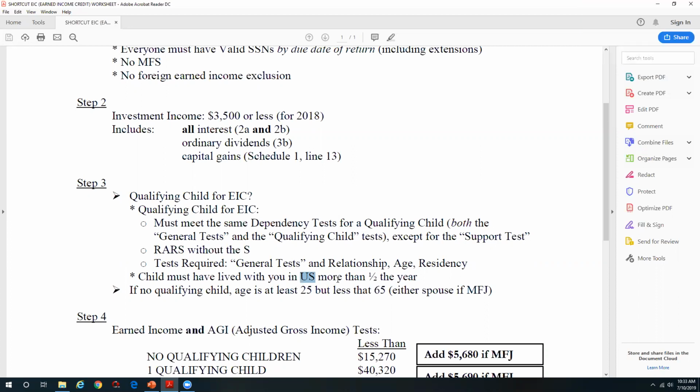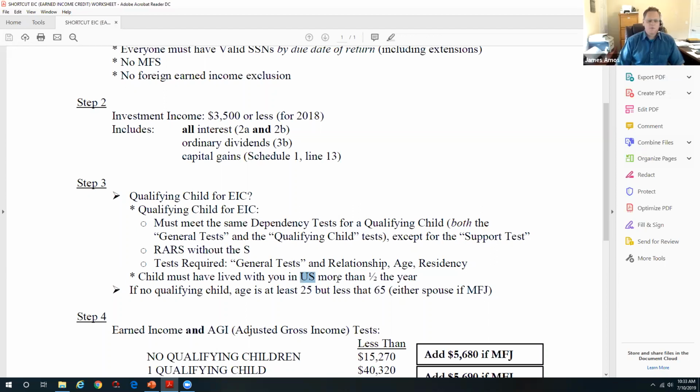What if we have divorced and separated parents? You're the custodial parent. The child lived with you all the time except for when she was visiting dad. And it's dad's turn this year to claim her on his return, so you're not claiming her on your return. Can you claim earned income credit? No, because you don't have a qualifying child.